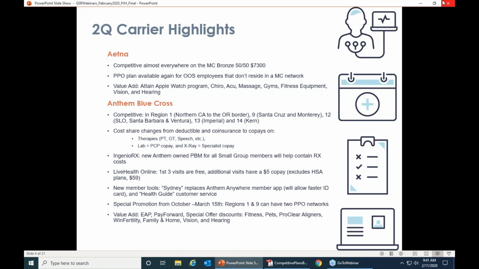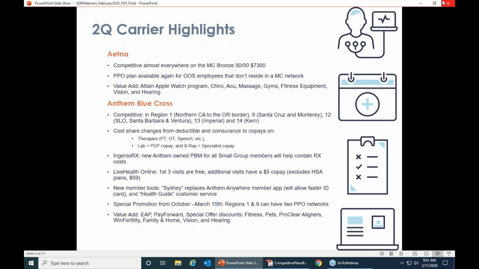As you all know, you cannot have a narrow and a full PPO network within Anthem Blue Cross. However, the exceptions are in Area 1, which is in the Chico area, and Area 9, where you can have a full and a narrow PPO. So if you're looking at having a base plan as the narrow and buying up to the full, you can do that in those two rating regions.